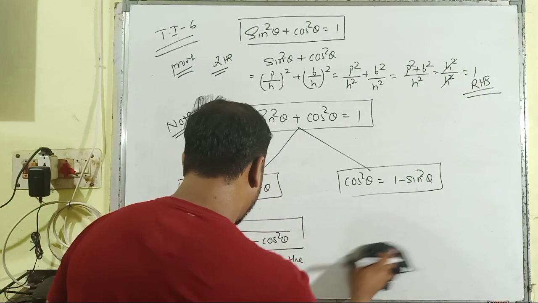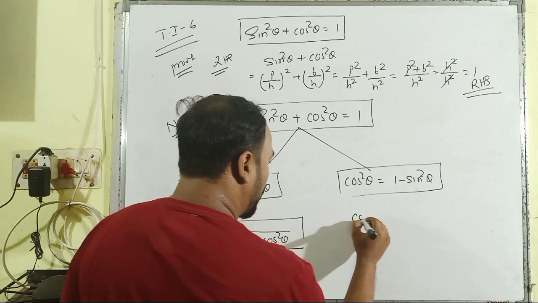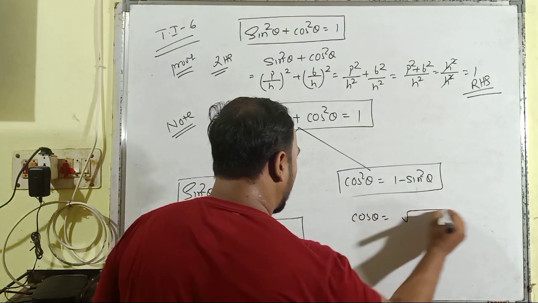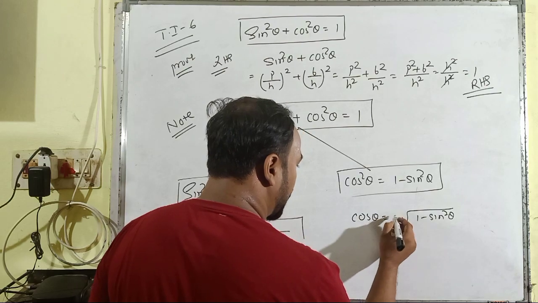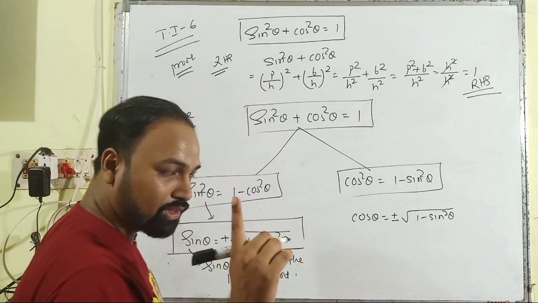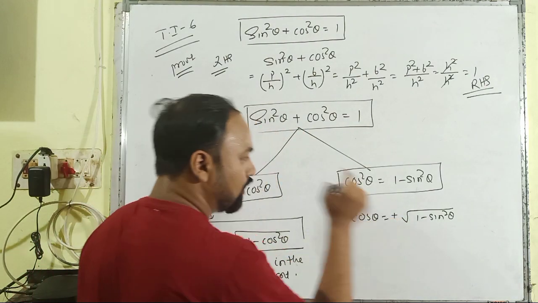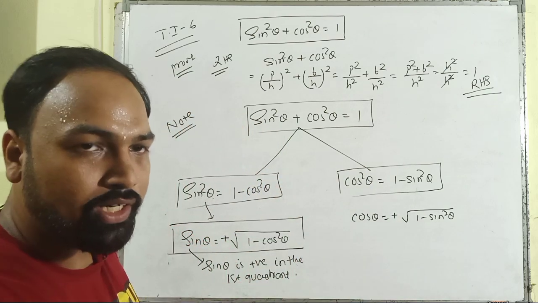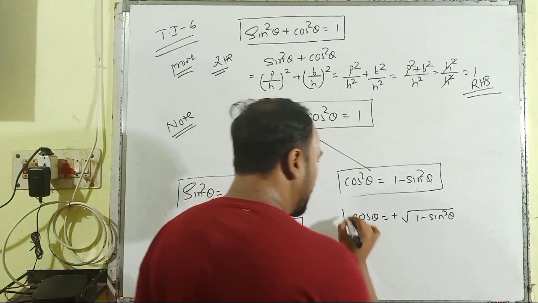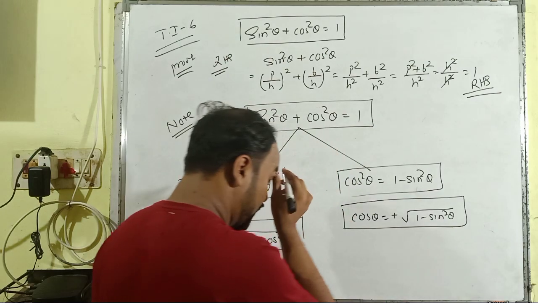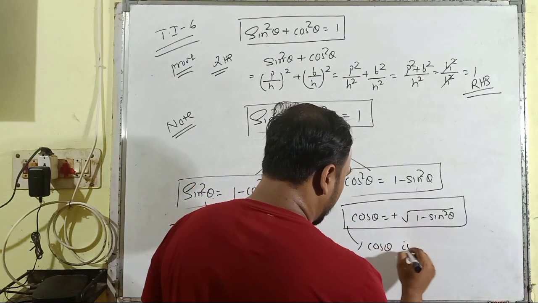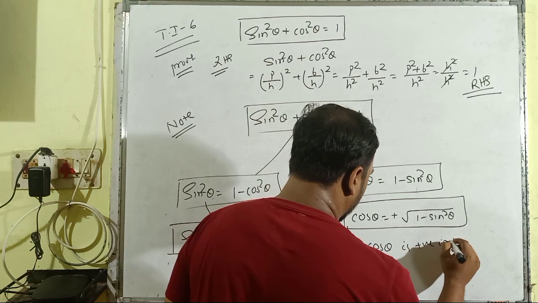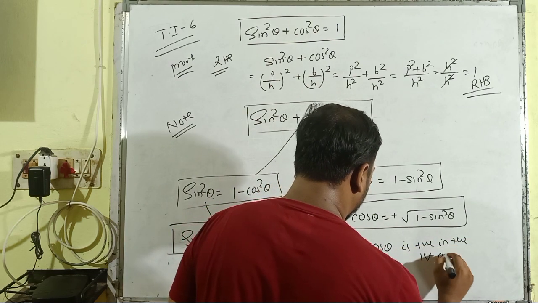Similarly, the value of cos theta is the square root of 1 minus sin square theta. Before the square root sign, we have to place plus and minus. But as theta is placed in the first quadrant, it will carry a positive sign, because cos theta is positive in the first quadrant.